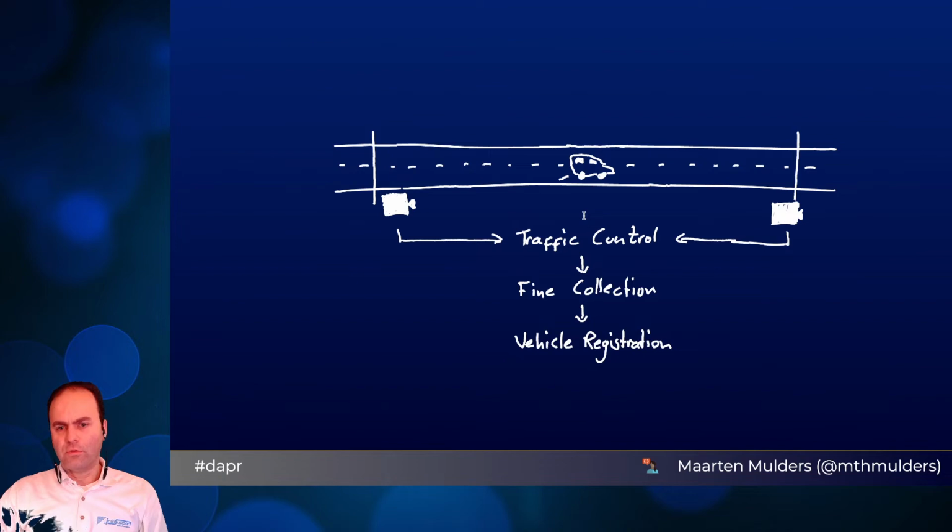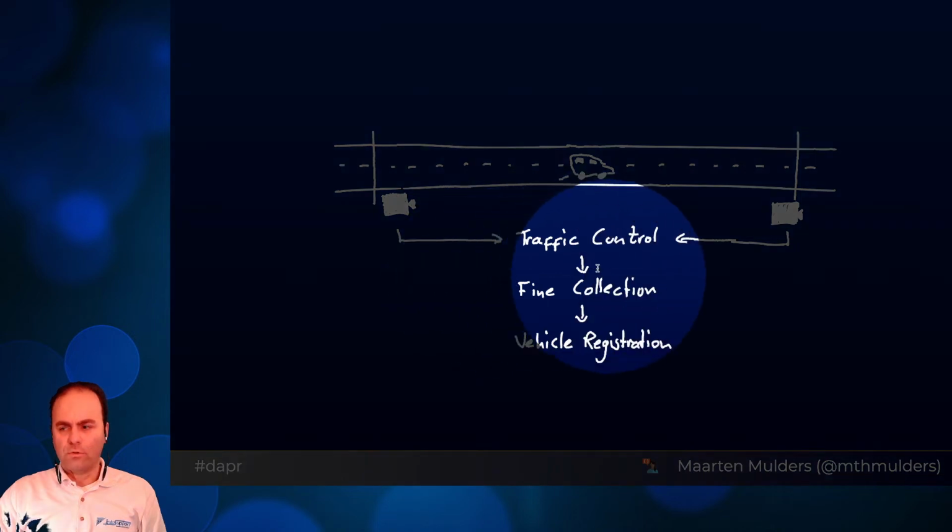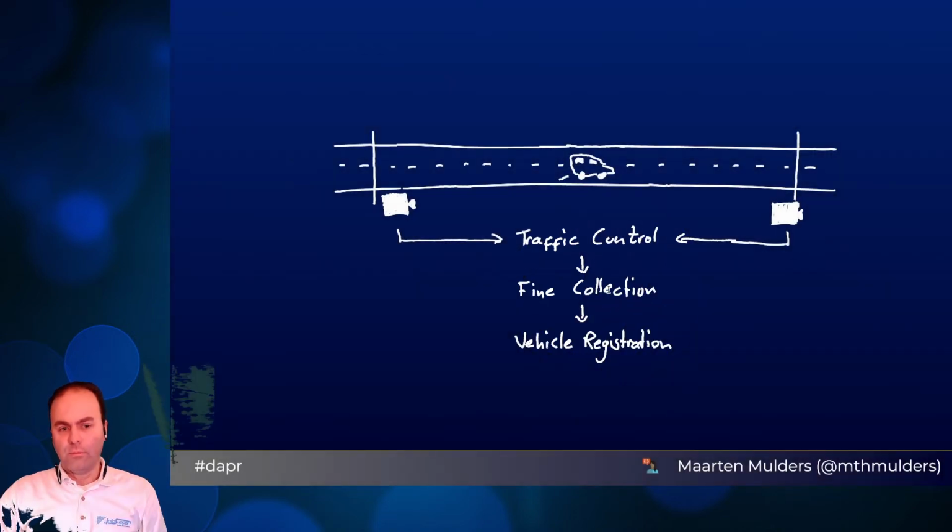Now, if somebody drove too fast, the traffic control system will publish a speeding violation event. Just saying that somebody drove too fast, or actually some car was measured to drive too fast. The fine collection service is subscribed to that kind of event. It will pick it up and it will determine what the exact amount is that the driver needs to pay.